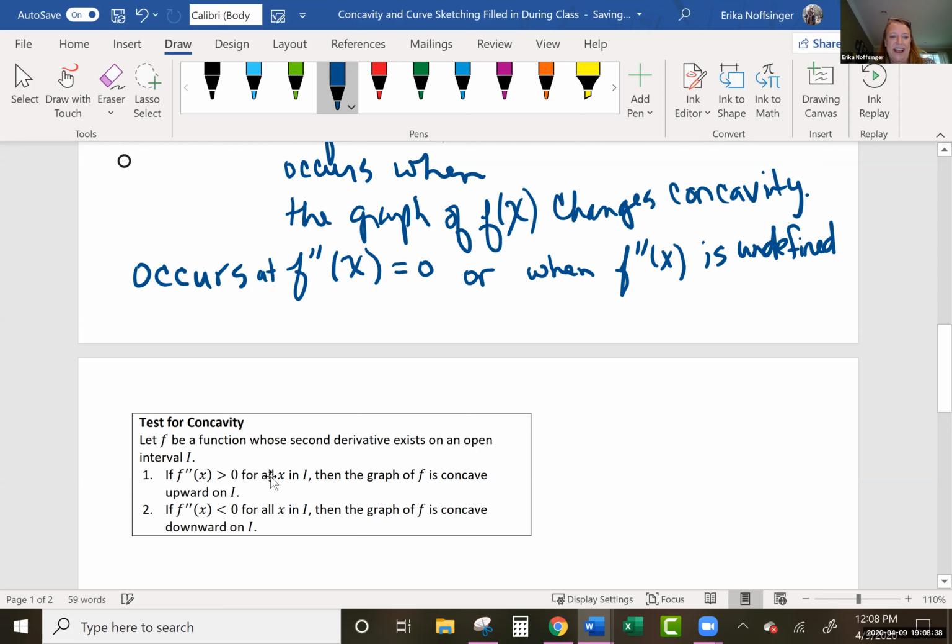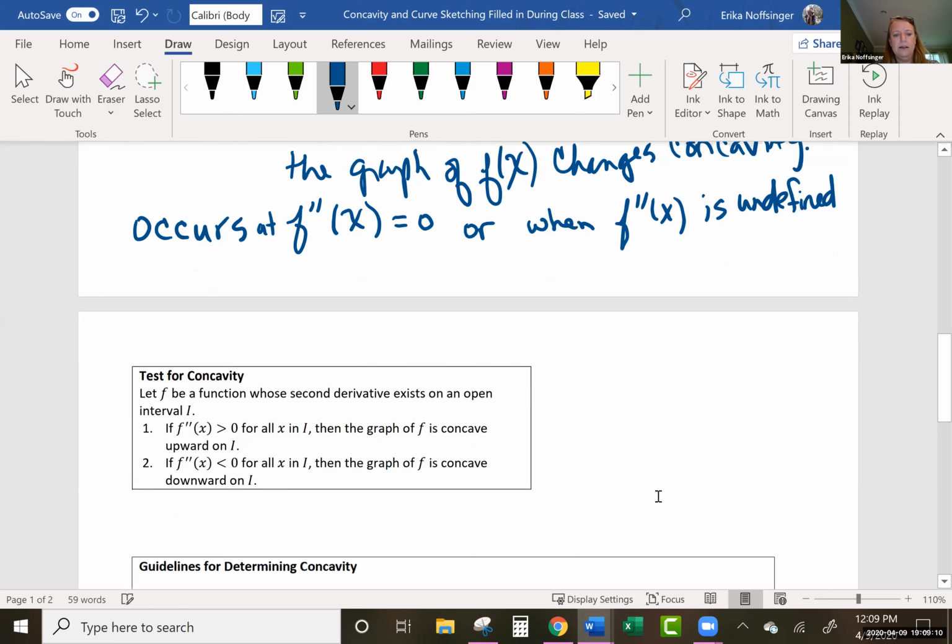Well, I just wrote all that out, and look right below it, I have that all spelled out for you. So to test concavity, let f be the function whose second derivative exists on an open interval I. If the double derivative is greater than 0 for all x in that interval, then the graph is said to be concave up in that interval I. So if the double derivative of x is less than 0 for all the x in I, then we say it's concave down in that interval I.